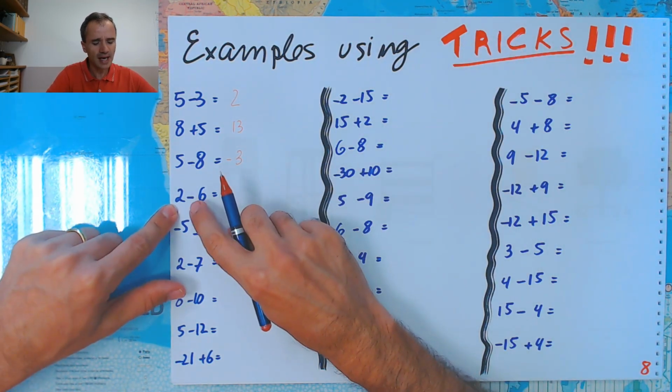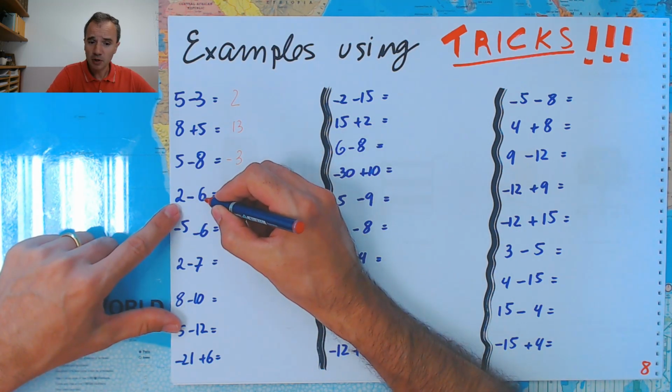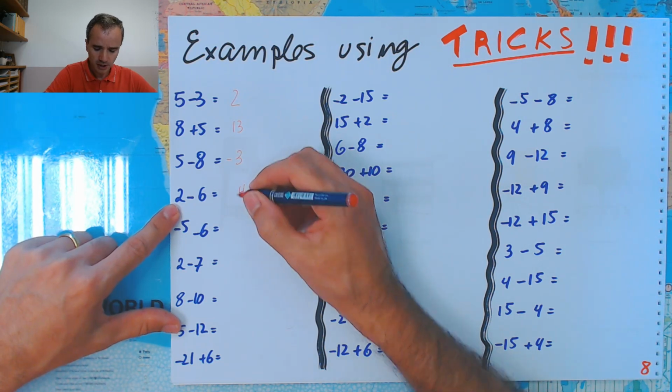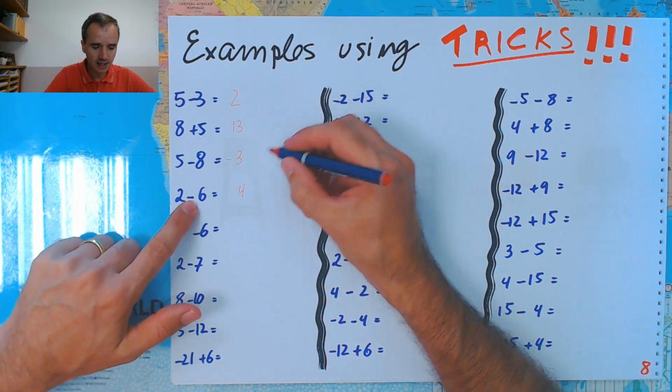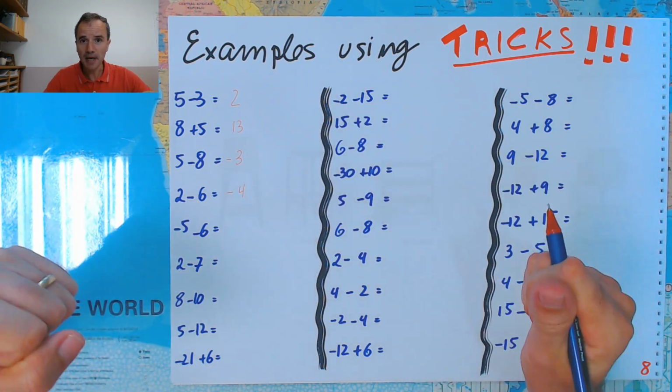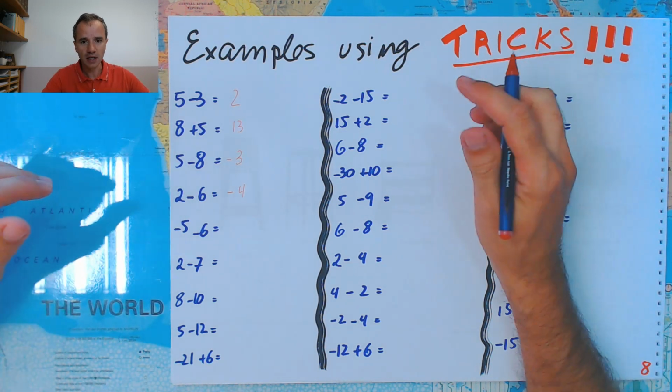2 and 6, again, one plus, the other one minus. The difference between them, it is 4. So let's just write 4 in here. Because the bigger number is negative, it's going to be negative, okay? The bigger number is going to win the battle and is going to give its signal to the answer.